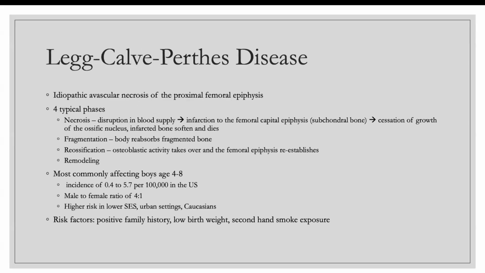Moving down to the lower extremity, we've got Legg-Calvé-Perthes disease next. This is the avascular necrosis of the proximal femoral epiphysis. Usually presents with 4 phases. You're going to start with necrosis, which is the disruption of the blood supply, leading to damage to the subchondral bone at the femoral capital epiphysis, which leads to cessation of the ossific nucleus, and the infarcted bone softens and then dies. We then start to fragment this bone so it could be reabsorbed, and then osteoblastic activity takes over and the femoral epiphysis reestablishes, and then we get remodeling.